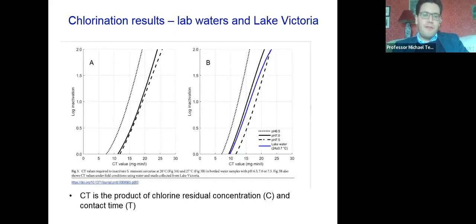And so this graph here shows the relationship between the log inactivation of the cercariae. So 1 log means 90% kill, or 2 log means 99% kill. And on the x-axis is what's called the CT value, which is the product of the chlorine concentration and the contact time of the chlorine with the water. And on A and B here are 2 different water temperatures that we tested.